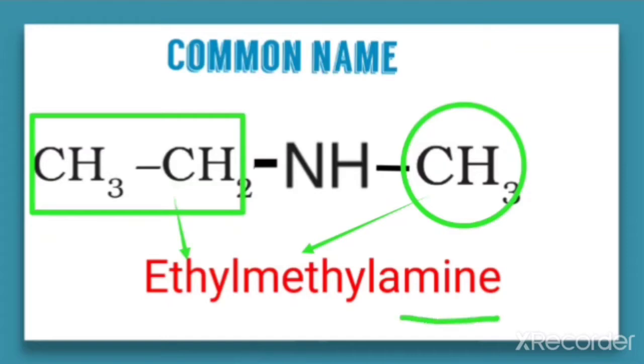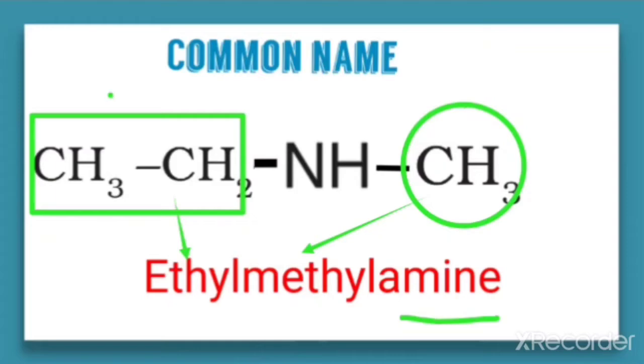So the name of this compound is ethylmethylamine, and here the space between them is not required. Just write it in a continuous way. Don't leave a space between ethyl and methyl and amine. It should be written continuously. So the name of this compound, that is the common name, is ethylmethylamine, which is also a secondary amine. How have we identified that this one is a secondary amine?